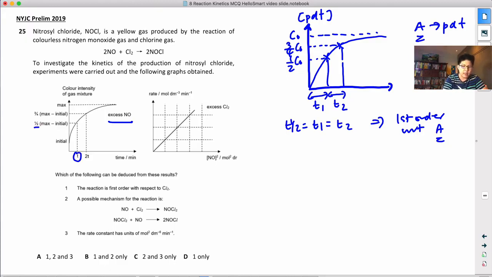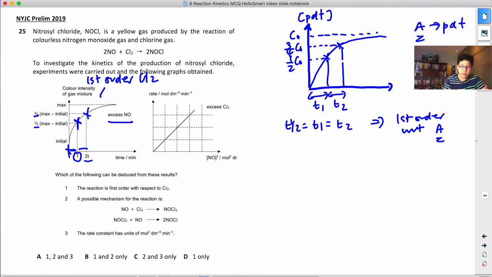Then they say 3/4 of the maximum, and 3/4 of the maximum is actually 2T. So you can see that the time taken to move from here to here, and from here to here, is the same. It means there's a constant half-life, so it is first order. This graph tells you it's first order with respect to the limiting one, which is chlorine.